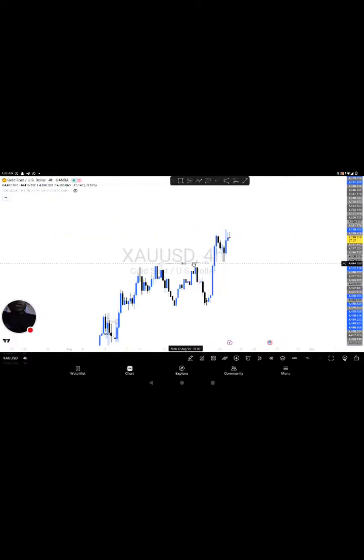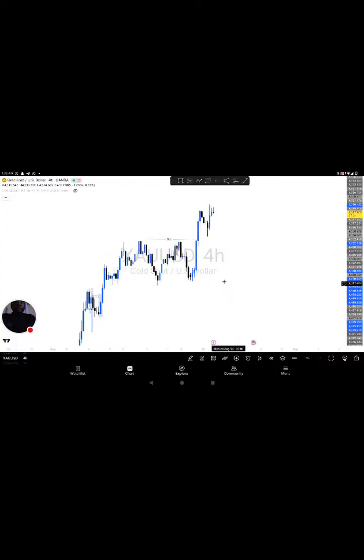When we come from daily time frame to 4 hours time frame, you can see the break of structure. You can see the break of structure in 4 hours time frame, which shows that this market is actually in an uptrend.